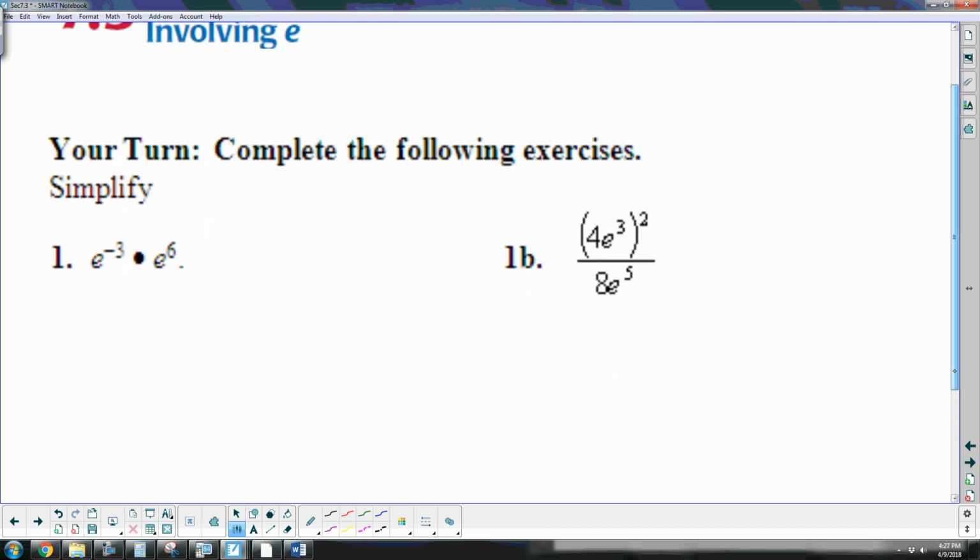So now try these on your own. You're simplifying, so e is in your answer still. You're not evaluating, you're simplifying. So pause the video while you work, use properties of exponents to simplify, and you can unpause for the solution.